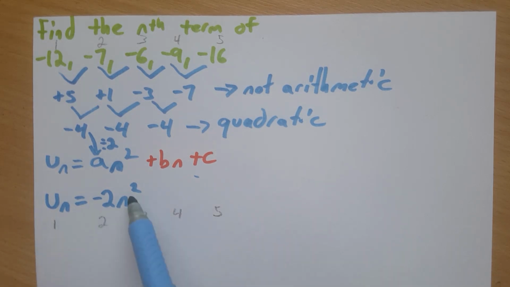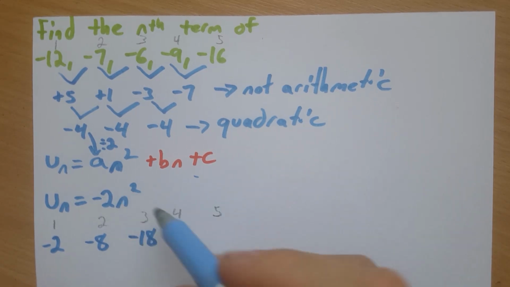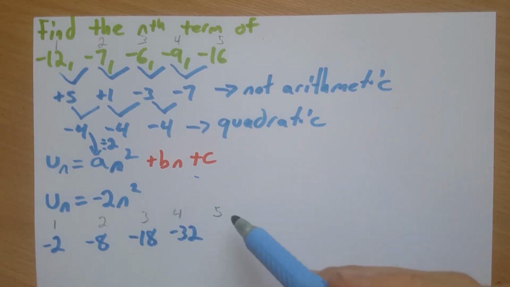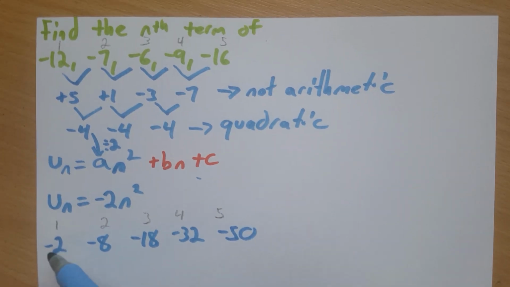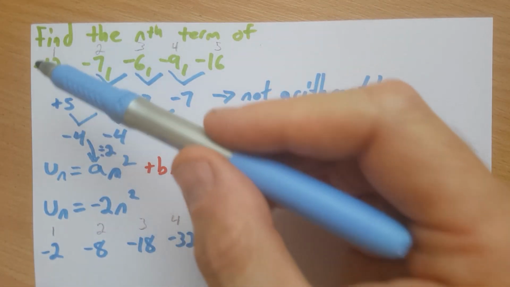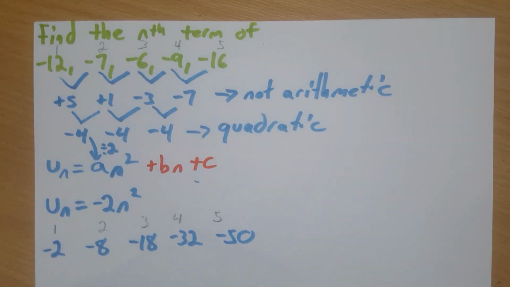Okay, so the first term in this sequence, if I substitute a 1 in here, 1 squared is 1. 1 times negative 2 is negative 2. 2 squared is 4. 4 times negative 2 is negative 8. And then you have 9, negative 18. 16 is negative 32. And the fifth term would be negative 50. Okay, so clearly this sequence doesn't represent the original at all. And so we know that this can't just be our answer, so we do have some orange to do, right?